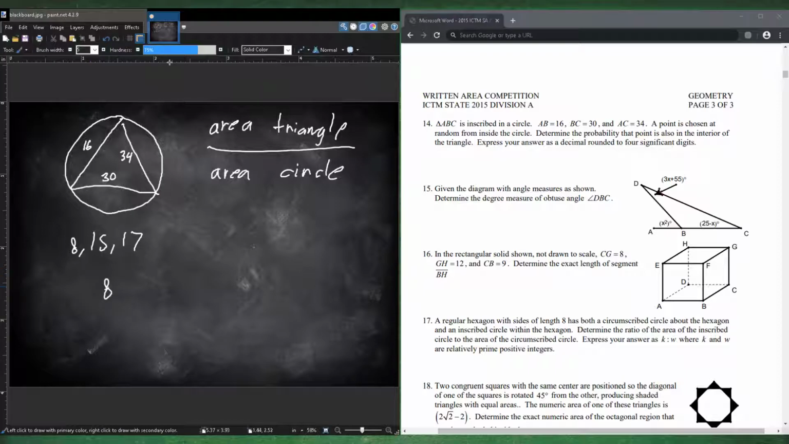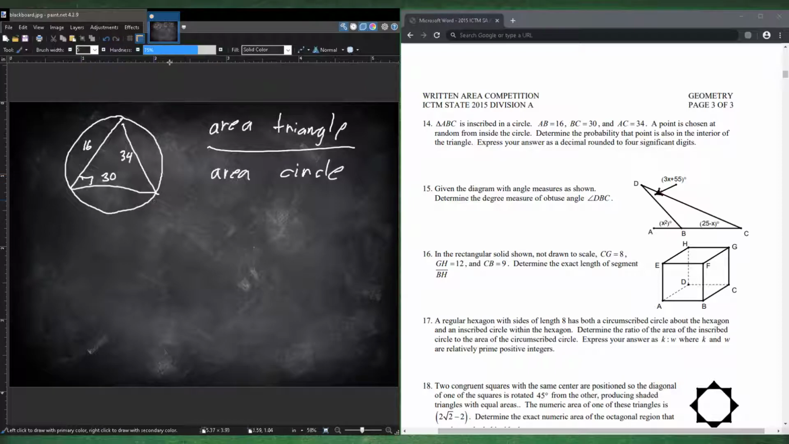So what it basically tells us is 8 squared plus 15 squared equals 17 squared. That's true. You could use your calculator and check it, but it's actually true. So what this tells us is basically that this is a right triangle. So the right angle is right here. It doesn't look like it because I didn't draw it as a right triangle at the beginning.